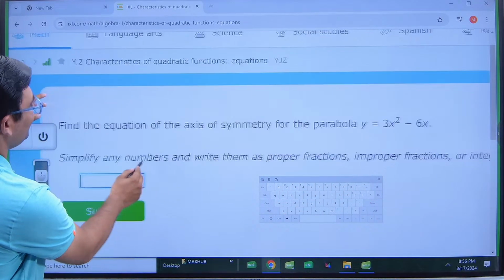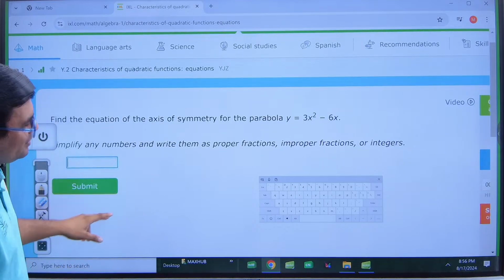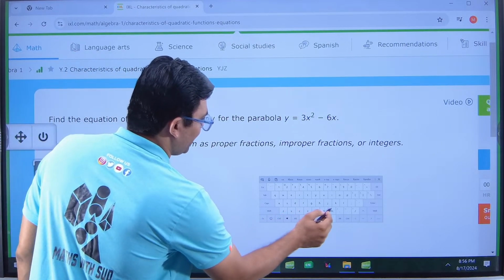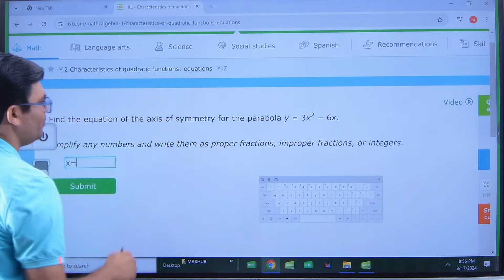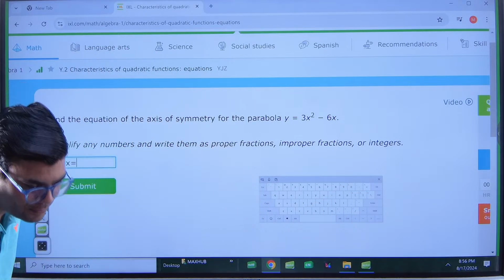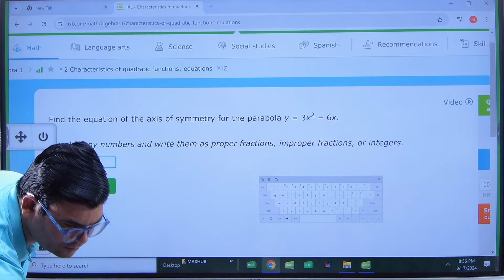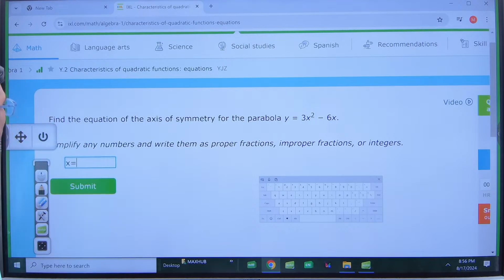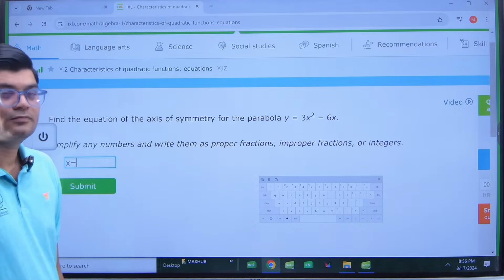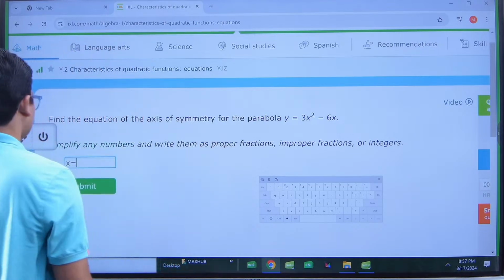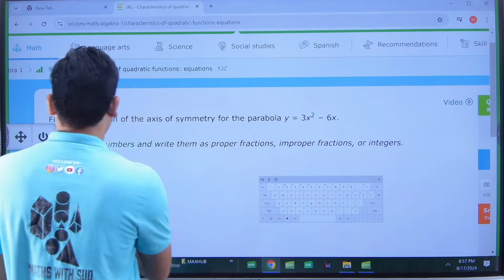Okay, equation of the axis of symmetry. So it is going to be x is equal to minus b upon 2a. What is minus b upon 2a? 6 upon 6. 1. How much? 1, 1, 1. So minus, okay, minus or minus 6, fine. X is equal to 1.